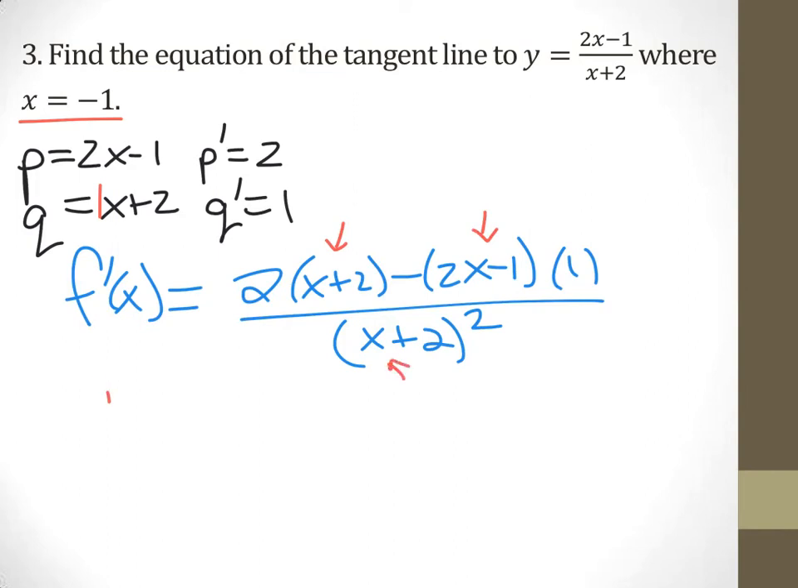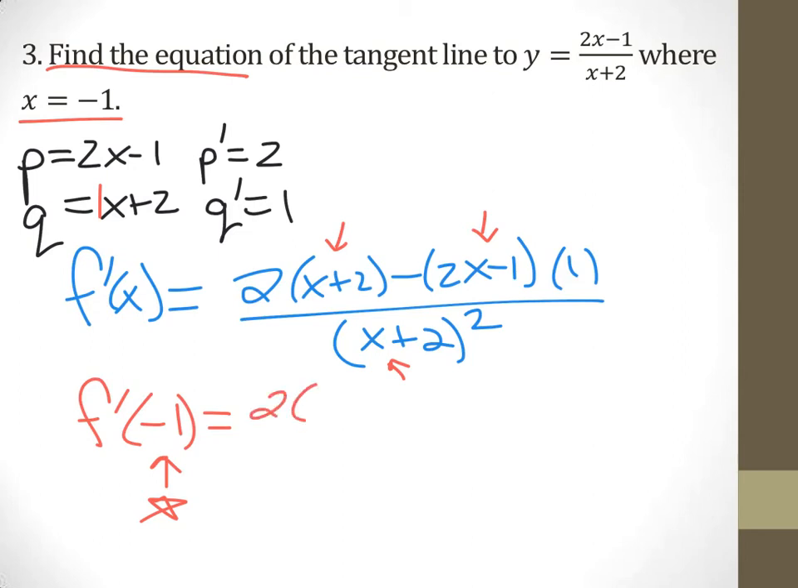So let's do that. F prime of negative 1. Now pause for a second. What's that going to give us? We're evaluating the derivative at a particular x value. Well, the derivative is the slope of the tangent line, so we are finding the slope of the tangent line at negative 1. To get an equation, we need slope and b, so y-intercept, so we're going to do this guy first.